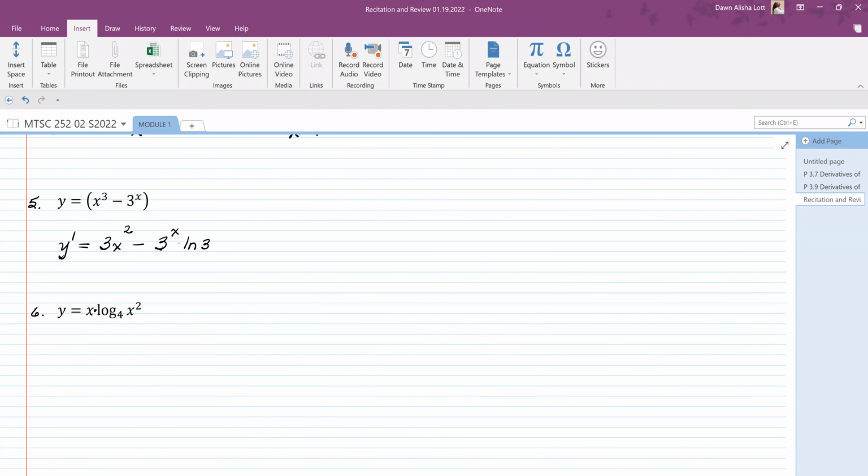So take the derivative of x and multiply it by log base 4 of x squared, and then add. The derivative of x is just 1. Right, so yes, write the whole thing out. Derivative of x times log base 4 of x squared plus, what are we going to do next? Plus x times the derivative of log base 4 of x squared.